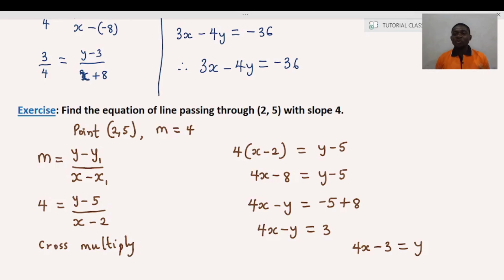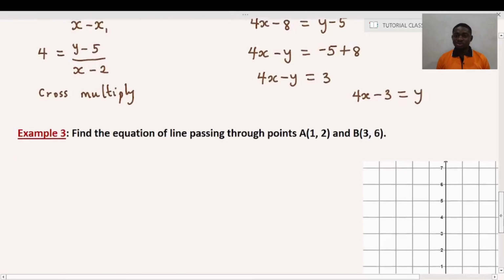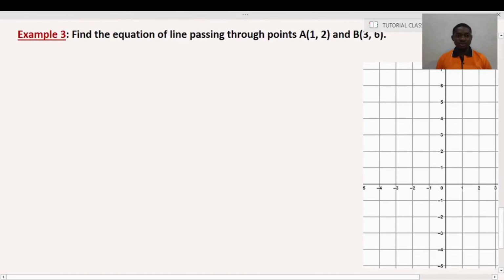Let's now go to when we are given 2 points. When you are given 2 points on a line and you are asked to find the equation of that line, how do we go about that? That is what we are moving to. Take a look at this question. Find the equation of the line passing through points A and B. So here 2 points are given to us, A and B, and we are to determine the equation of the line passing through these points.